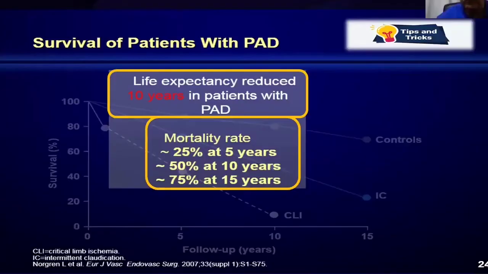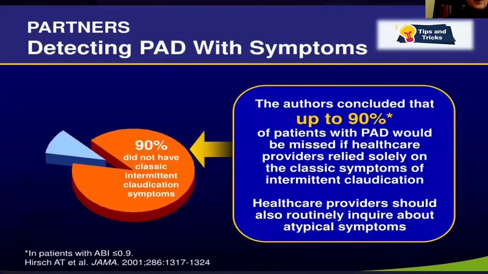In the PARTNER study detecting peripheral arterial disease with symptoms, they found that 90% of patients did not have classic intermittent claudication symptoms. The authors concluded that up to 90% of patients with peripheral arterial disease would be missed if healthcare providers relied solely on the classic symptoms of intermittent claudication, and healthcare providers should also routinely inquire about atypical symptoms.